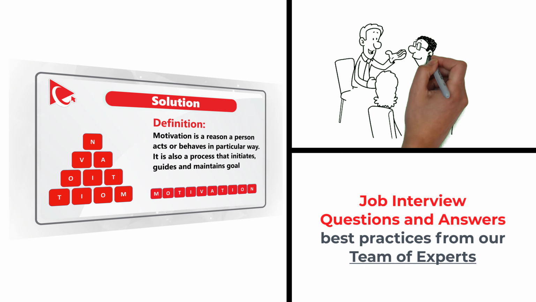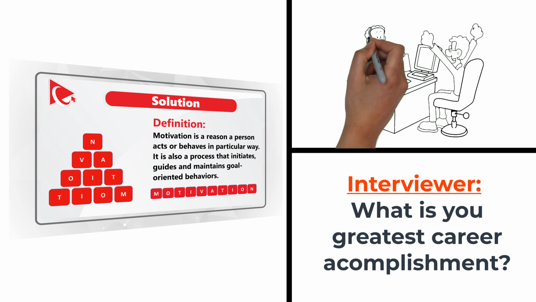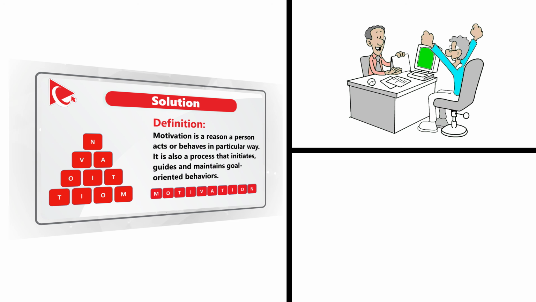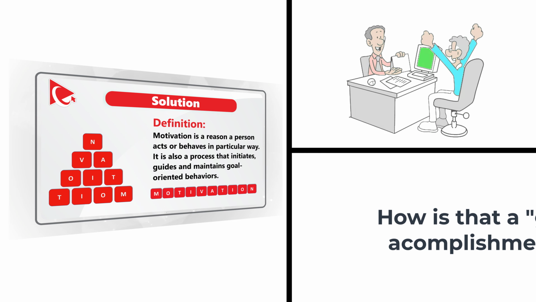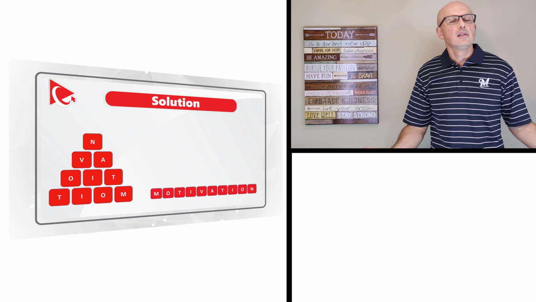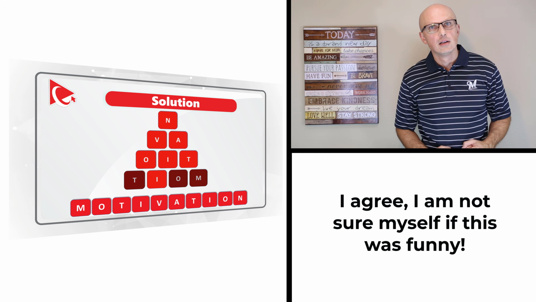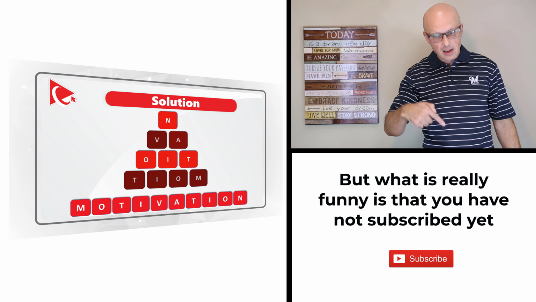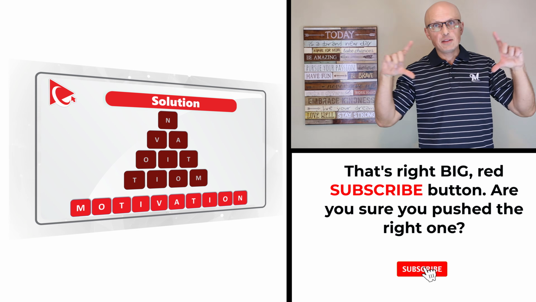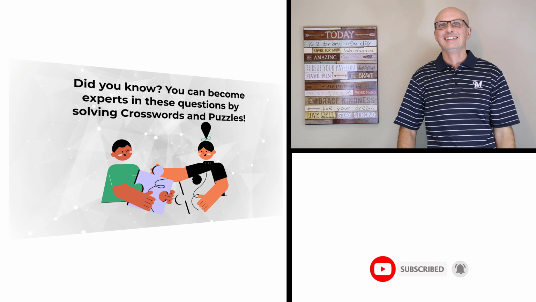It is also a process that initiates, guides, and maintains goal-oriented behaviors. Believe it or not, but doing more practice exercises helps you get better with the skill of forming the word. For example, if you start with the bottom right corner, you can form the word motivation. You see M-O, and then you swap T-I, and then if you continue, you go V-A-T-I-O-N. You can solve these types of challenges better if you do more crosswords and puzzles.